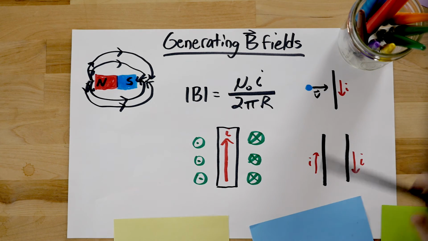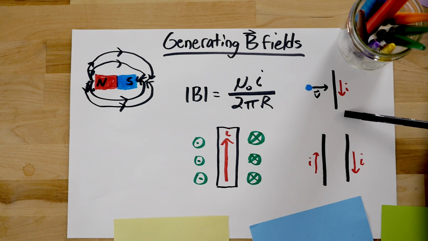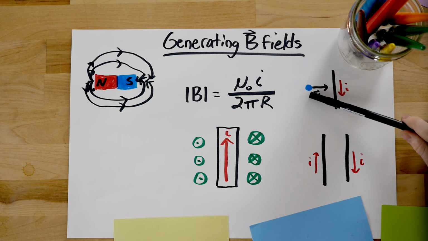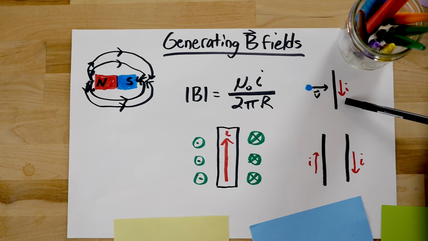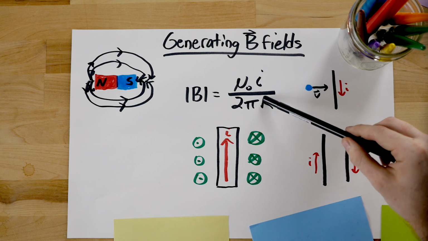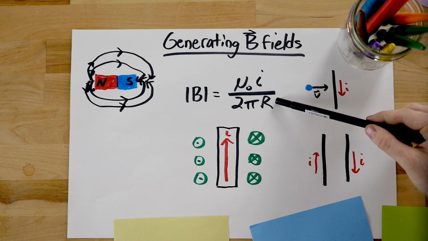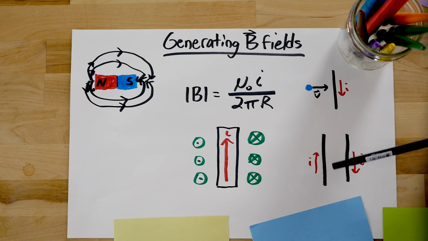How about if we have current going through a wire and we put a charge that's moving nearby? What will be the force on this charge from the magnetic field created by this wire? Using this relationship and your other Lorentz force relationships, you should be able to figure out all of these scenarios.